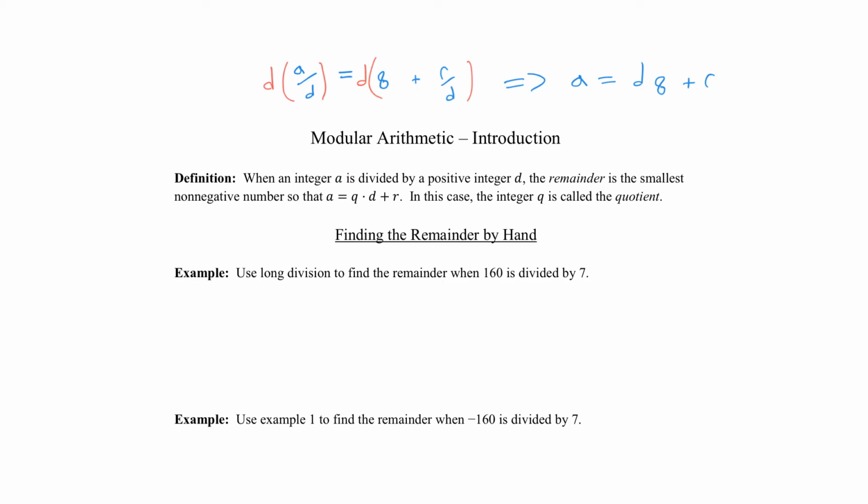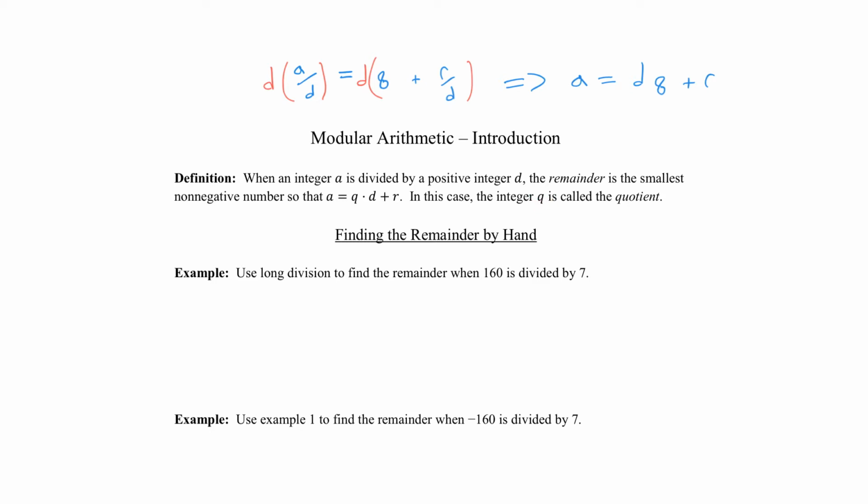So when a is divided by a positive integer d, the remainder is the smallest non-negative number. So a non-negative number could be 0, 1, 2, 3, or anything up to the mod, whatever you're dividing by. And that equation that we just proved is sitting right there. Notice that all of these numbers, a, d, r, q, they are all integers.